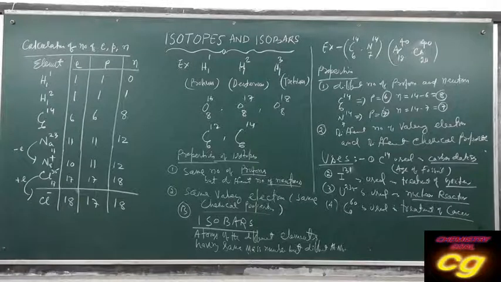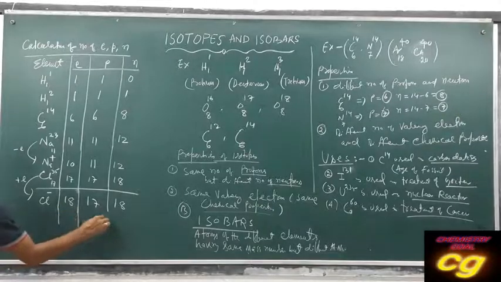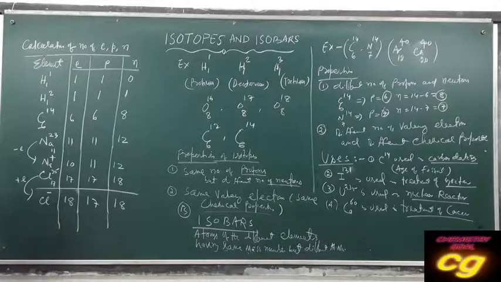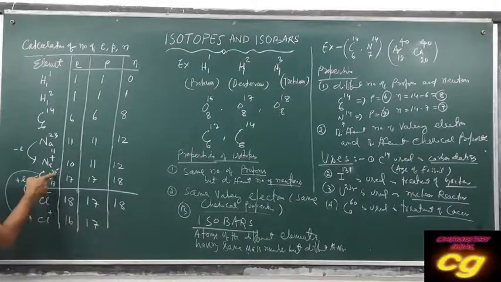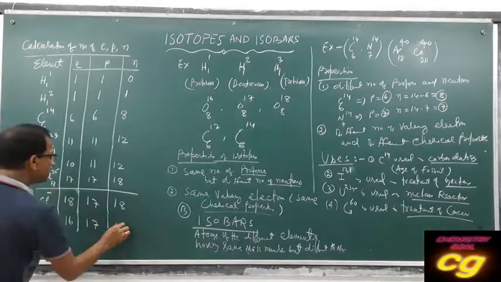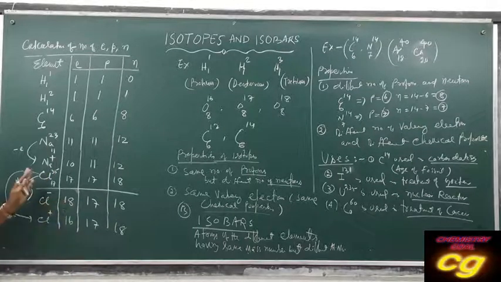Suppose you convert Cl to Cl plus, you lose an electron from Cl. What happens? It becomes 16. Loss of electron means electrons become 16, but the proton remains the same, 17, and the mass number will be 35. 35 minus 17, how much is that? 18.